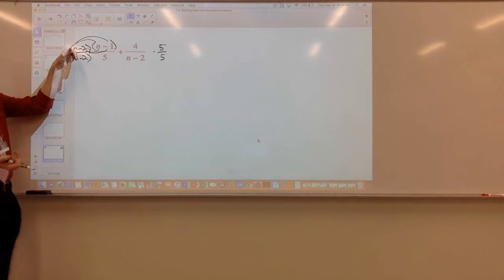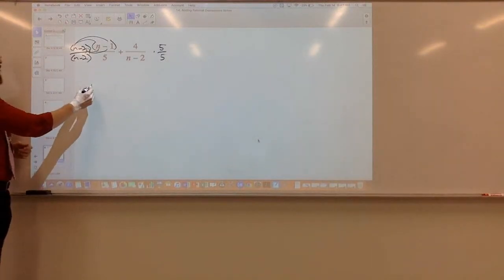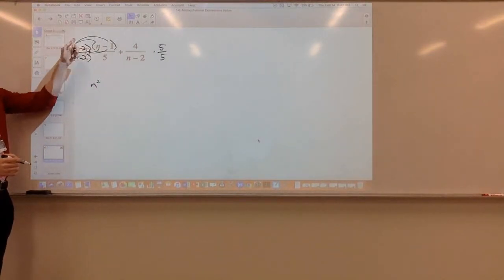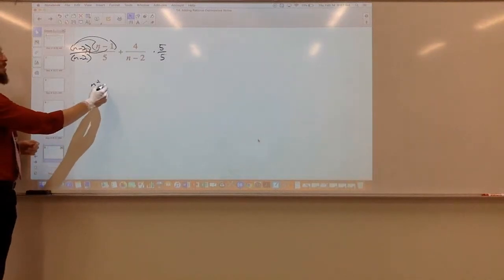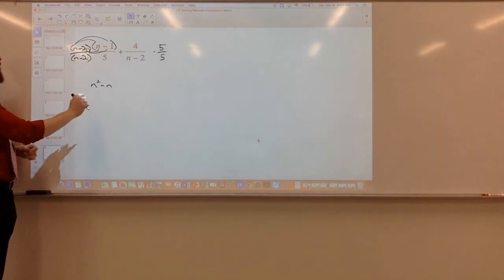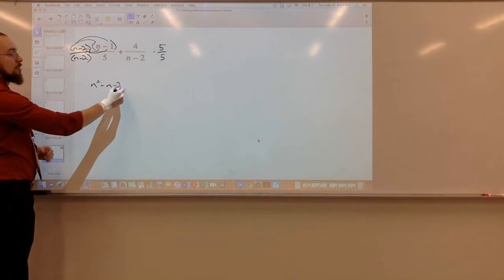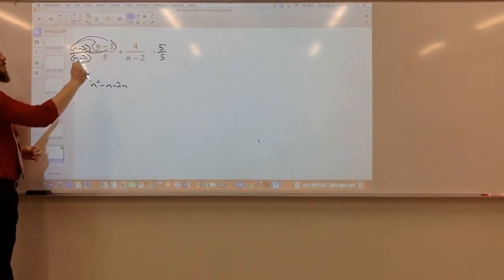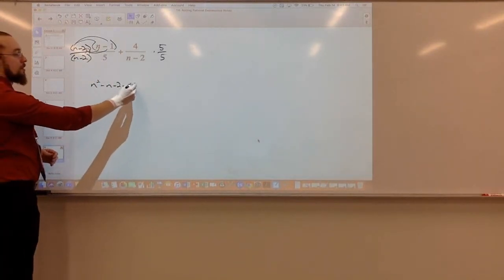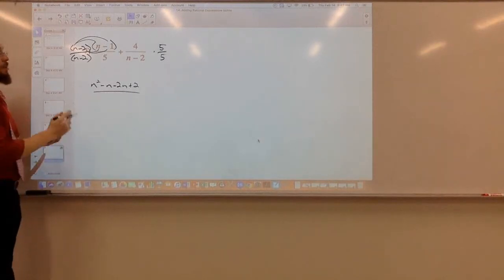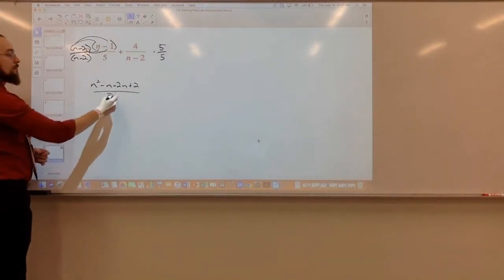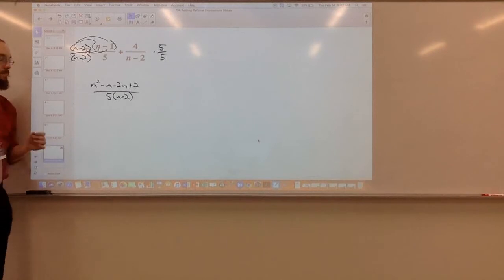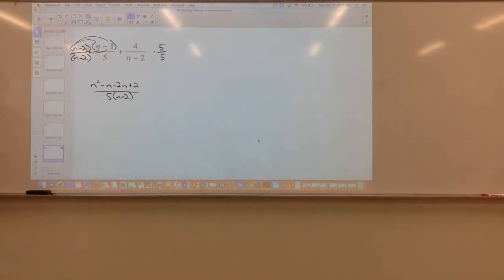So start with n times n, n squared, n times negative 1, minus n, negative 2 times n, minus 2n, and negative 2 times negative 1, plus 2. Then my denominator, we can just leave the denominator factors to show that we have collected all of these factors.